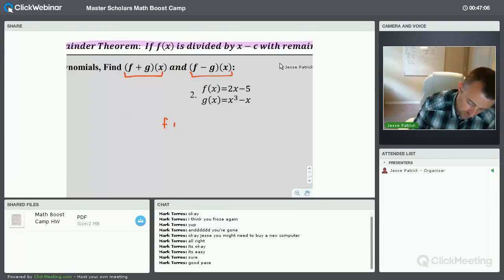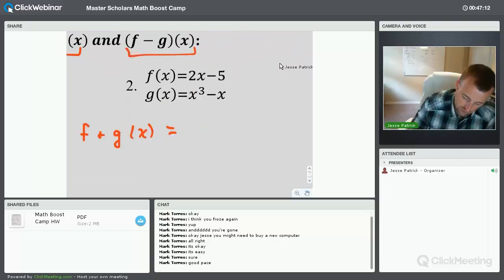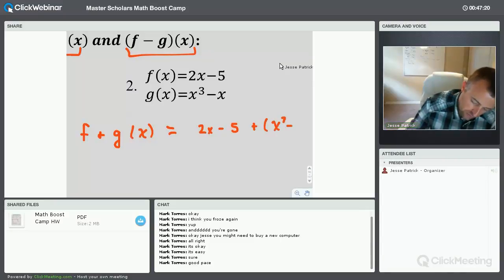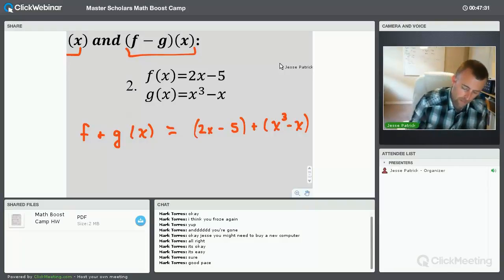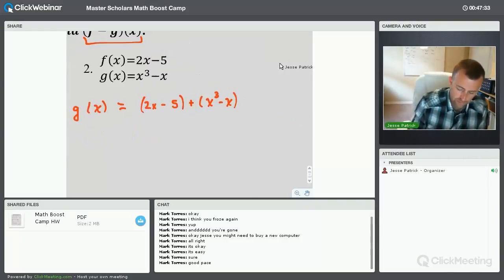The first one I'm going to do is f plus g of x. That means add f of x and g of x. That's all that means. So that means I'm going to do 2x minus 5 plus x cubed minus x. And again, one thing I always do, I like to put these terms in parentheses. You'll see why when I do the subtraction.